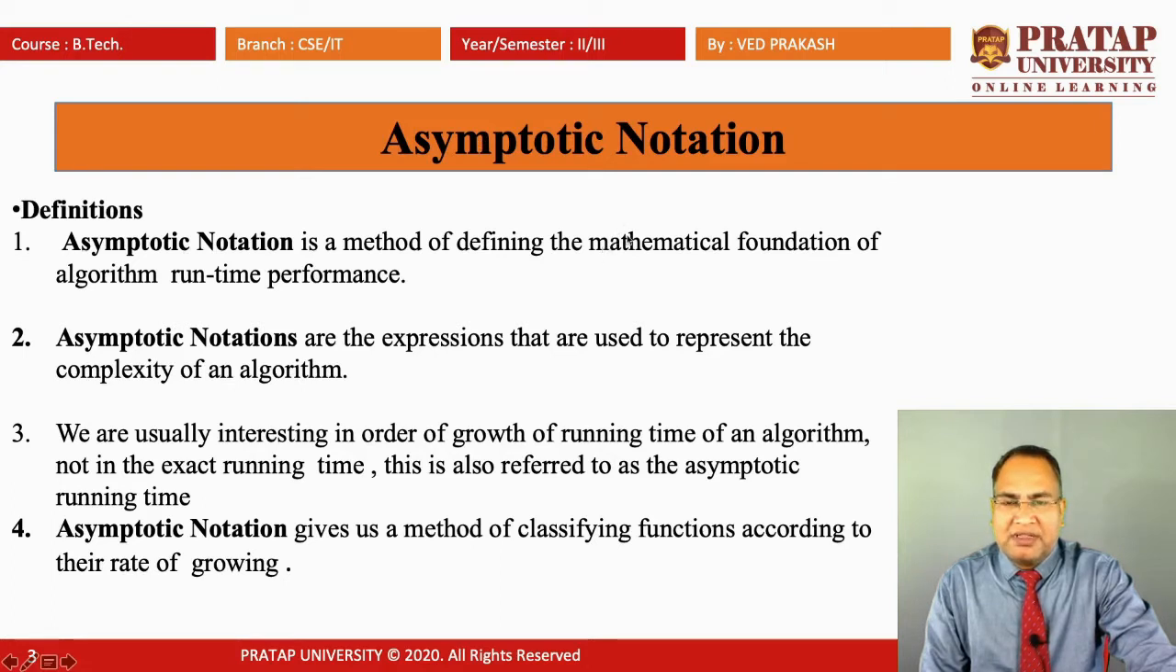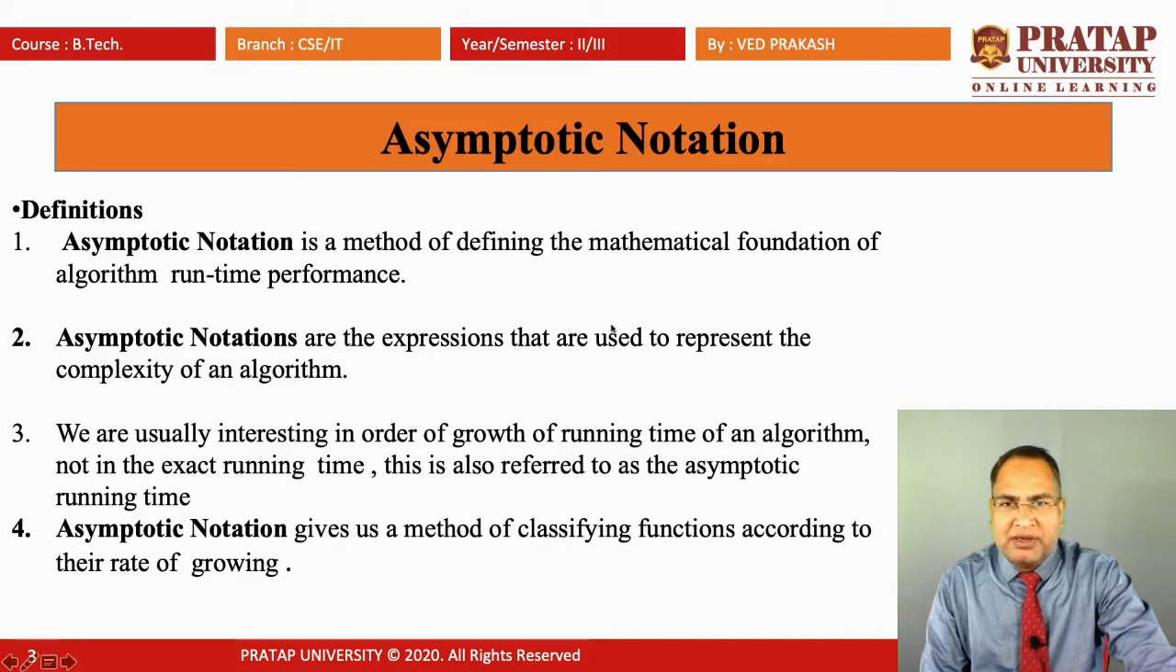Asymptotic notation is a method of defining the mathematical foundations of algorithm runtime performance. In other words, asymptotic notations are the expressions that are used to represent the complexity of an algorithm. We are generally interested in the order of growth of the running time of an algorithm, not in the exact running time. This is also referred to as the asymptotic notation.